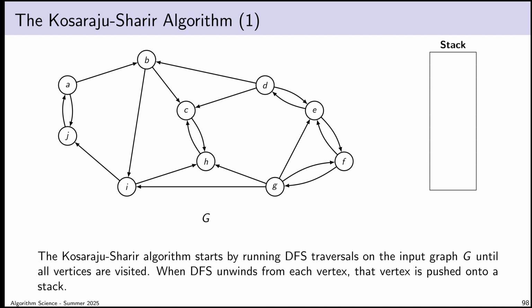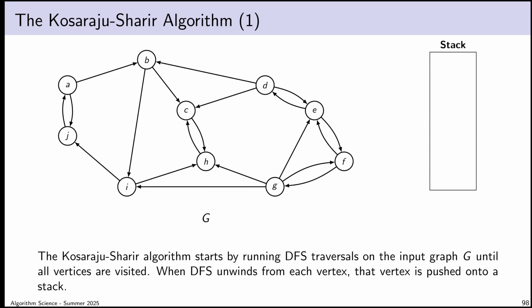The algorithm has 2 phases. I'm going to call them phase 1 and phase 2. And in phase 1, we work entirely with the original graph. And in phase 2, we work entirely with the transpose graph. What happens in phase 1 is I run a series of DFS traversals until all vertices are visited. And just like in our earlier connectivity tests, once a vertex is visited by one traversal, it stays visited. So the next traversal does not visit it.